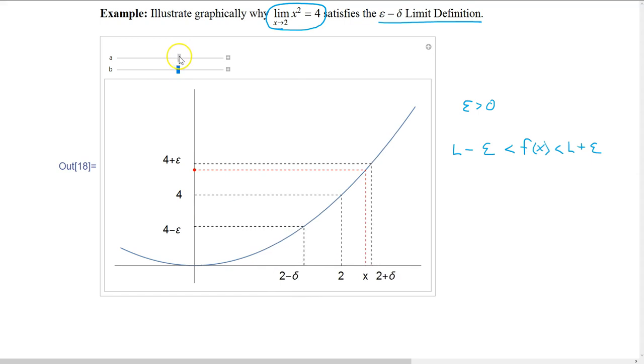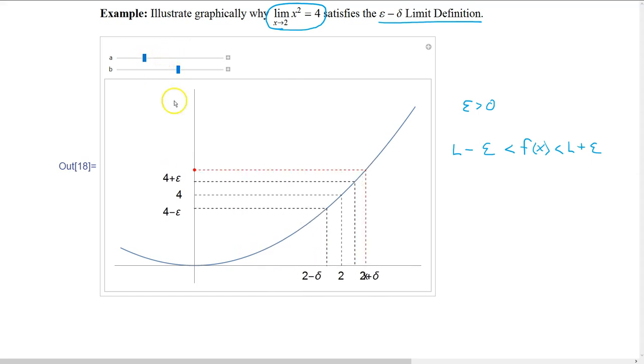Suppose you make the epsilon smaller. So there, we're going to make it smaller now. Notice we made it a little smaller now. Notice we can still find a little delta neighborhood around 2 in which, as long as we pick x in here, f of x will stay between 4 minus epsilon and 4 plus epsilon. So just notice that as I move x in there, how the f of x's stay between 4 minus epsilon and 4 plus epsilon. And we can see graphically that that's going to be true.